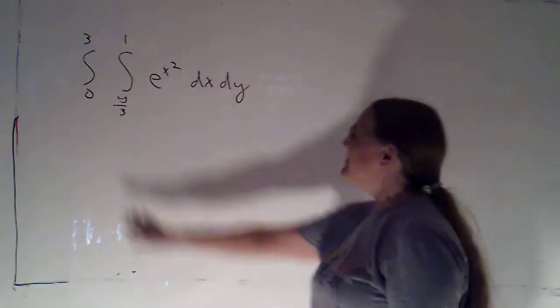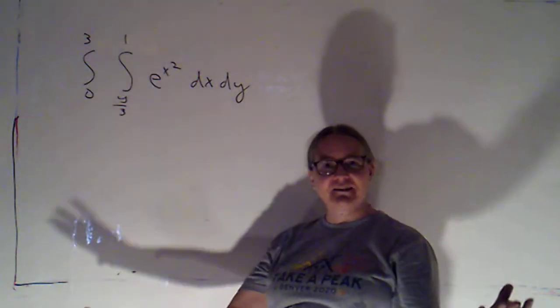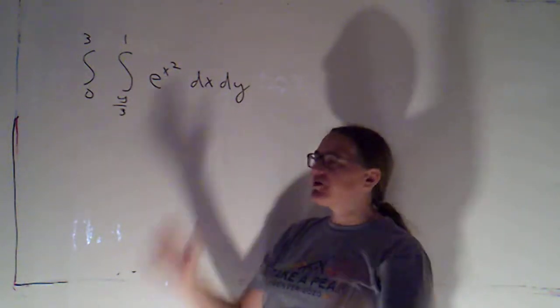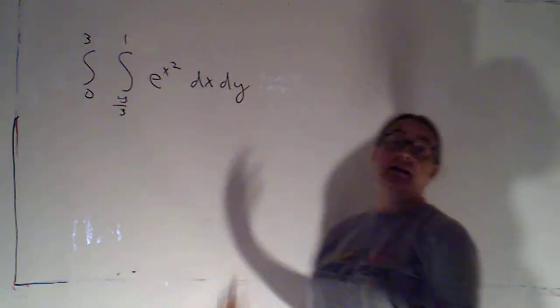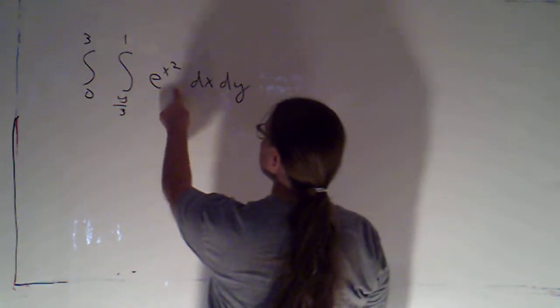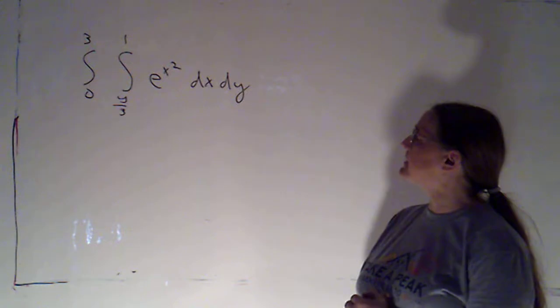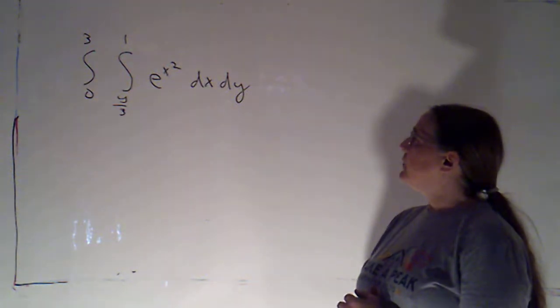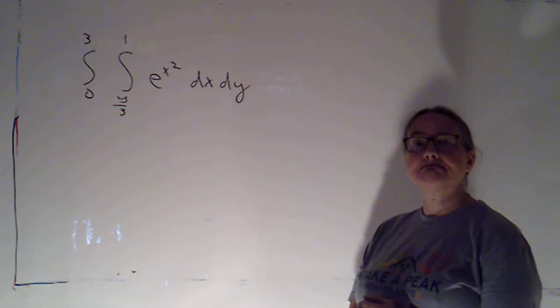At first glance, this next problem looks great because it's set up for us. We've got the limits of integration. We don't have to worry about the setup. We can go straight to integration. So all we have to do is find an antiderivative of e to the x squared with respect to x.